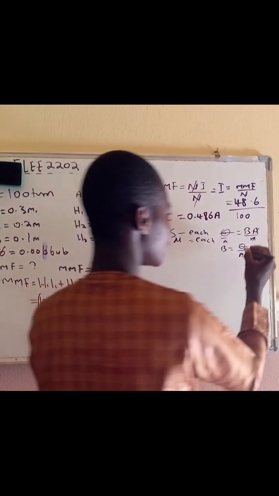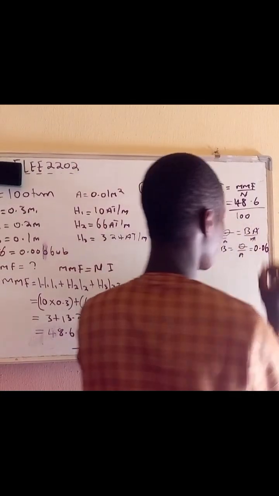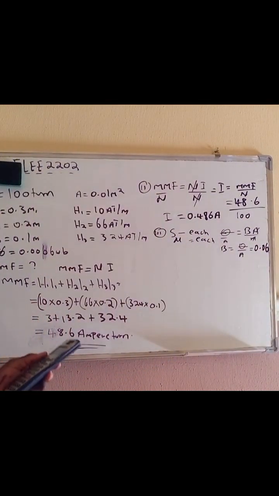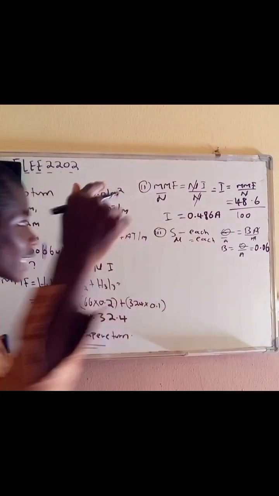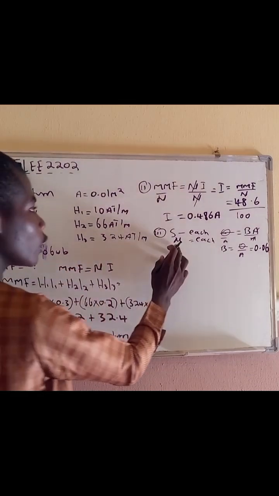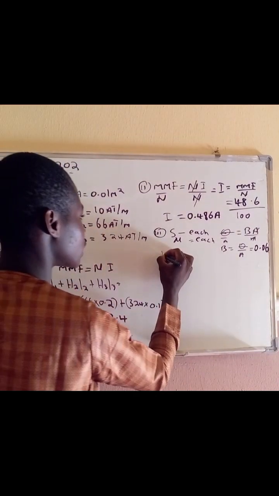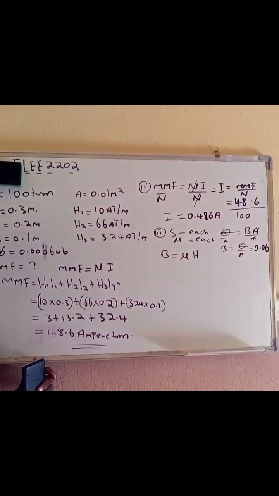So the total magnetic flux is 0.06. And then the question says we are to find the reluctance and permeability of each material. We all know there is a relation that the magnetic flux density B is equal to mu multiplied by H.